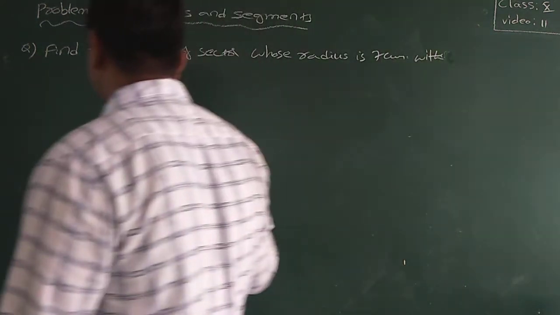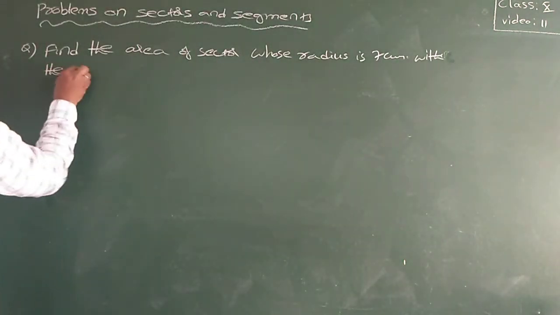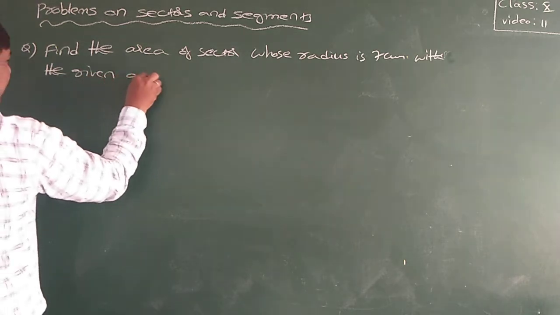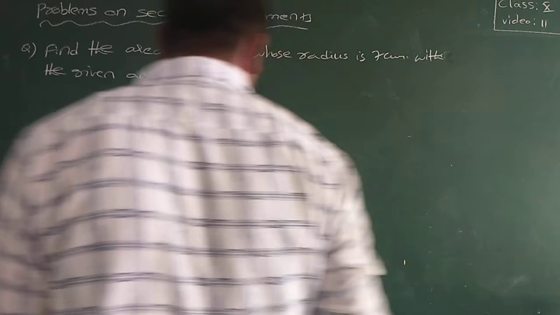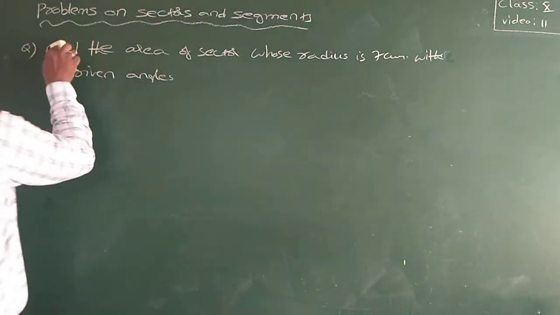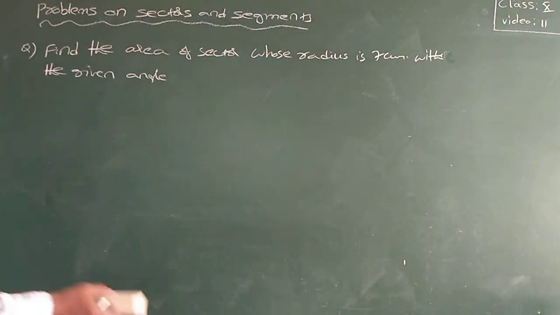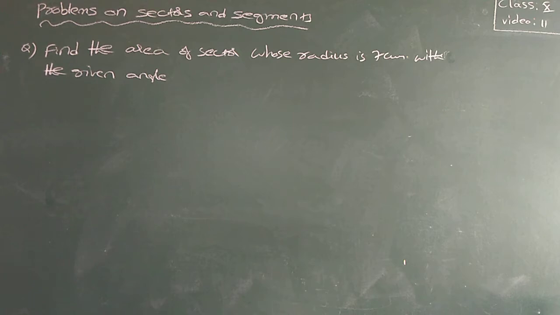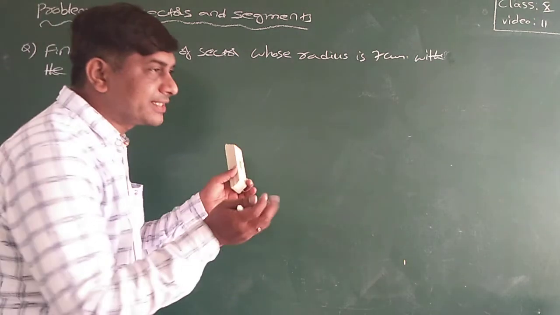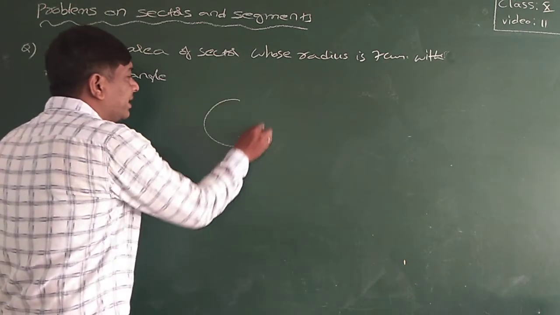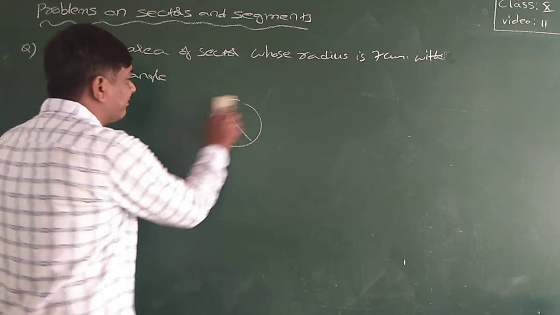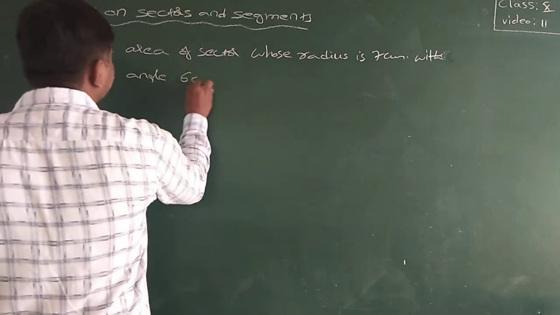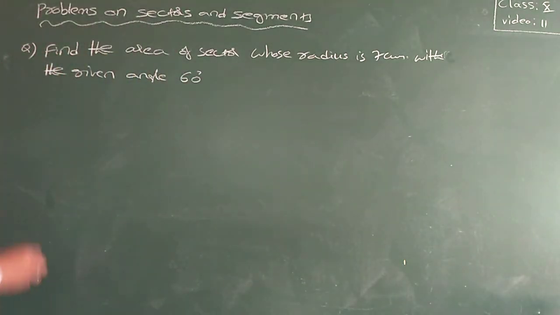With the given angle. Find the area of a sector whose radius is 7 centimeter with the given angle. Given angle means this arc is subtended at the center. The angle is theta. That value is the given angle, 60 degrees. Solution.